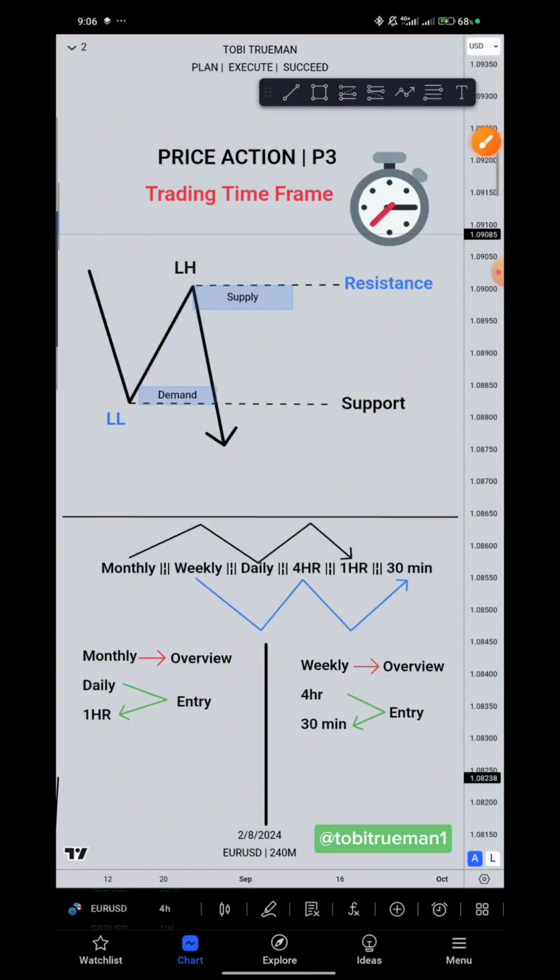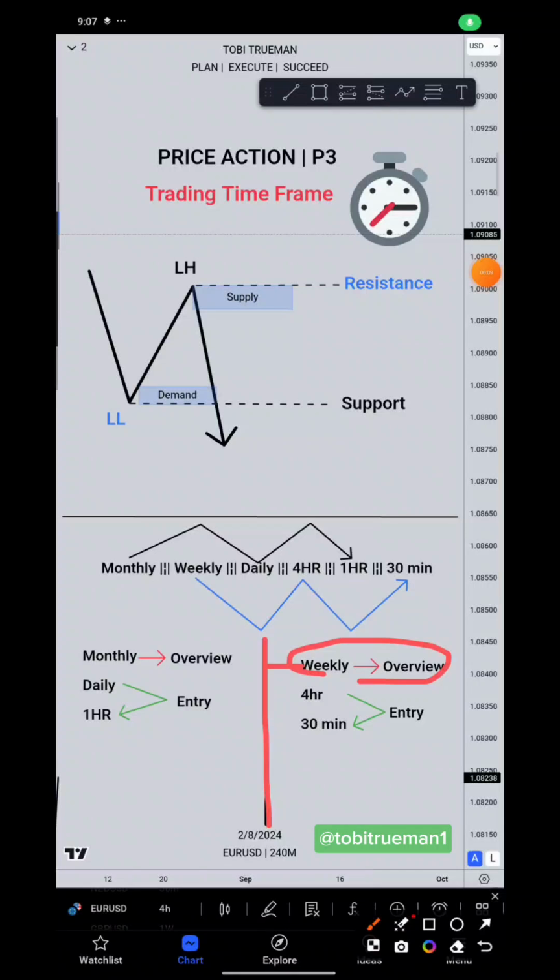So the second category is for the weekly time frame. This weekly time frame will contain everything that price has done throughout the week, Monday to Friday. It can also help us to have an overlook of the general market direction, whether in the higher time frame, in the weekly time frame, price is buying or price is selling. So with this, we can know what we are going to expect in the corresponding lower time frame.